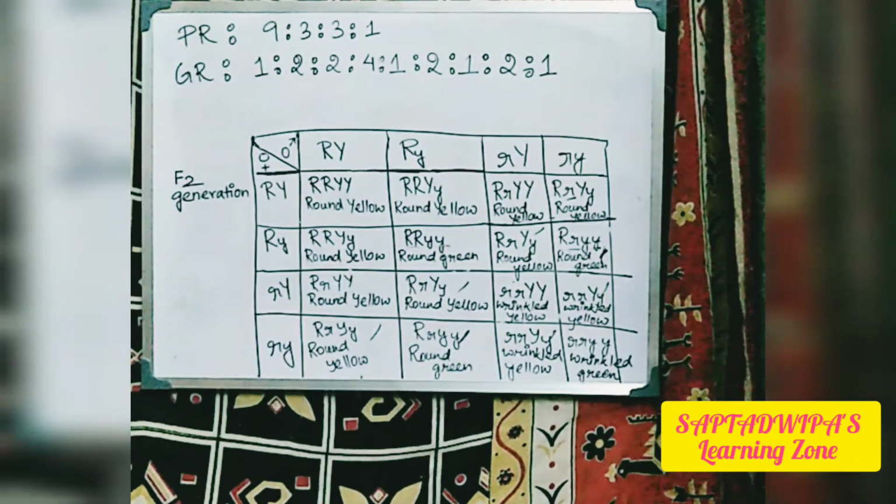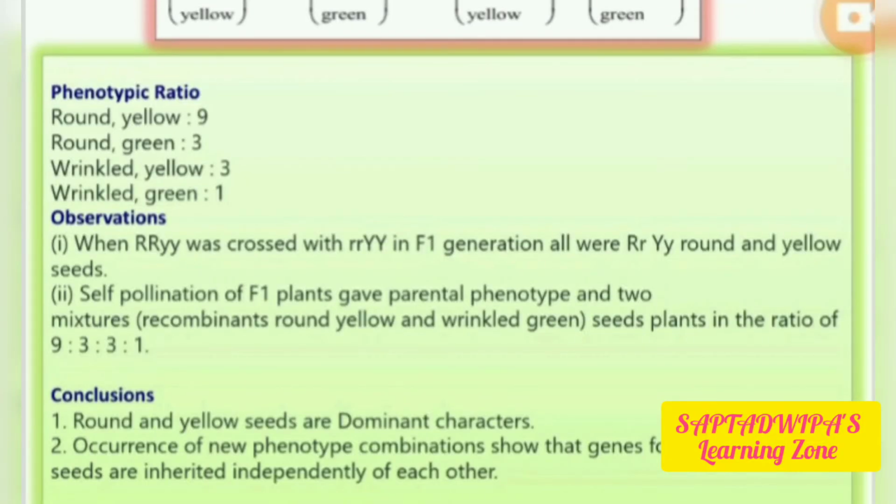So what we are getting is 1:2:2:4:1:2:1:2:1. That is what we are getting. Clear? So the conclusions show that the round and yellow seeds are of dominant characters.